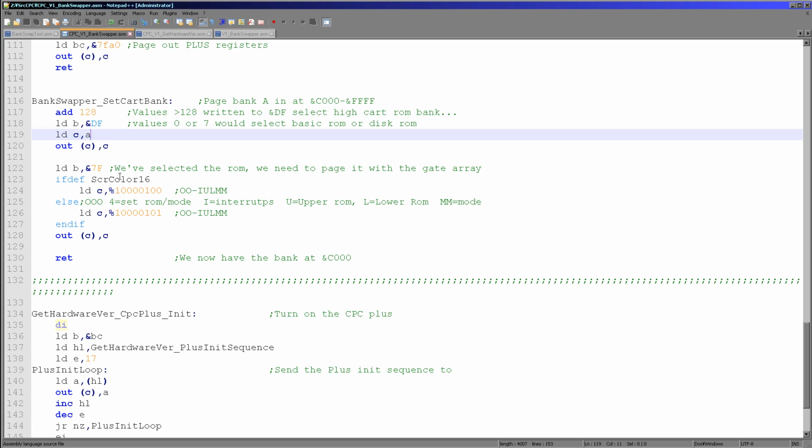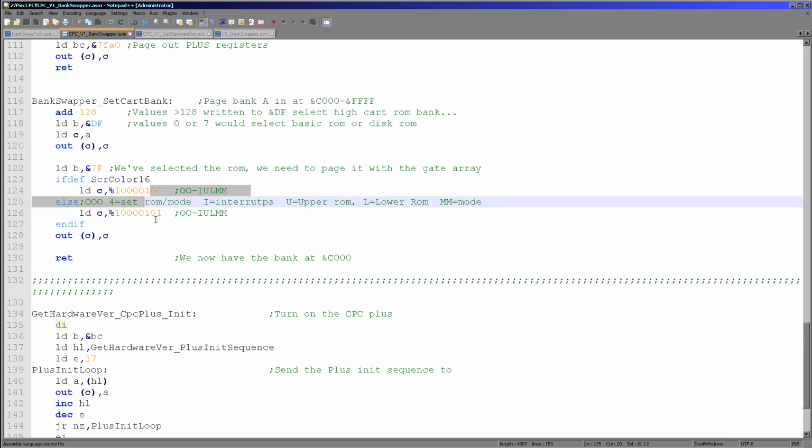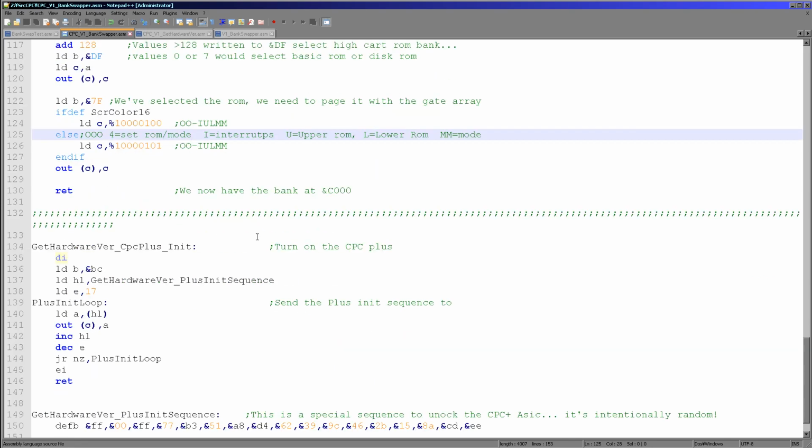And then next what we need to do is actually page in the ROM. Now it's quite important at this point, the port we out to that does the ROM also does the screen mode. So we're having to have 2 versions here depending on if we're in mode 0, that's mode 0 there, or mode 1, that's there. And then this pages in the ROM accordingly. And that's how we can get access to our ROM.